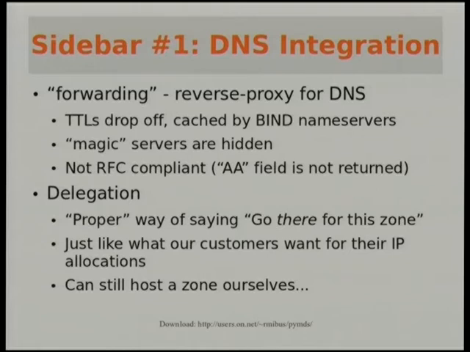Right, so integrating into our existing DNS systems, how are we going to do it? The first option we looked at was DNS forwarding. So that's basically reverse proxies, like Squid, except for DNS. Was a really good idea. It meant that we could run our automatic mapping servers on a different private network, which meant they didn't have to be exposed to the internet, have to worry even less about security over time.